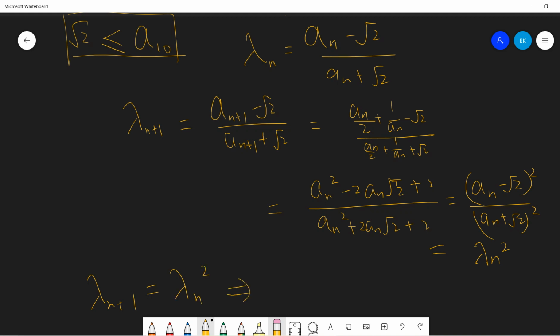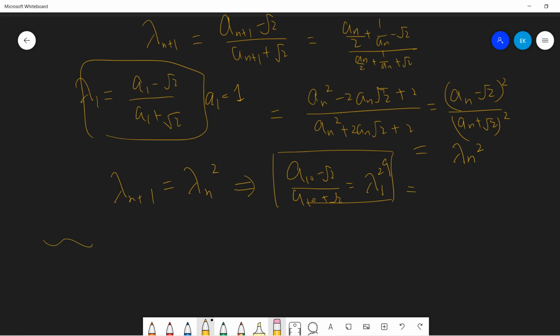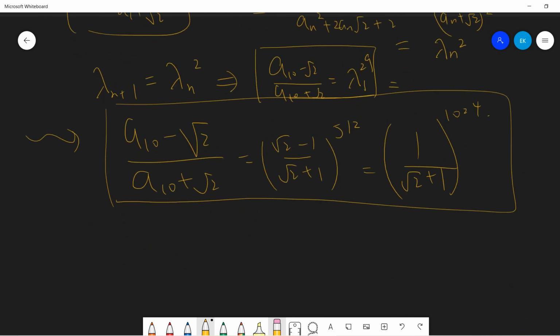So very happily, we know that (a_10 minus square root of 2) over (a_10 plus square root of 2) is lambda_1 to the 2 to the 9, by induction, because each time you square, so after 9 times you get 2 to the 9. What is lambda_1? It is (a_1 minus square root of 2) over (a_1 plus square root of 2), and a_1 is 1. So this is (square root of 2 minus 1) over (square root of 2 plus 1) to the 512, because 2 to the 9 is 512. Let's write it as 1 over (square root of 2 plus 1) to the power 1024.